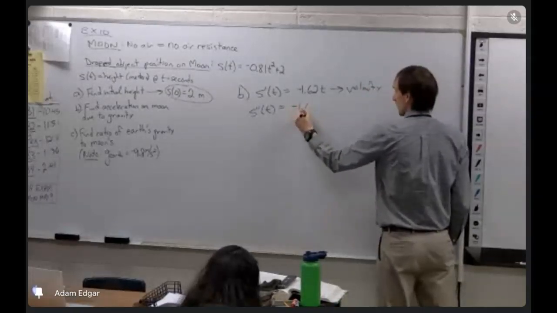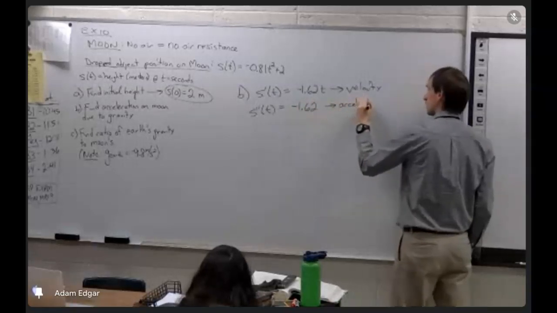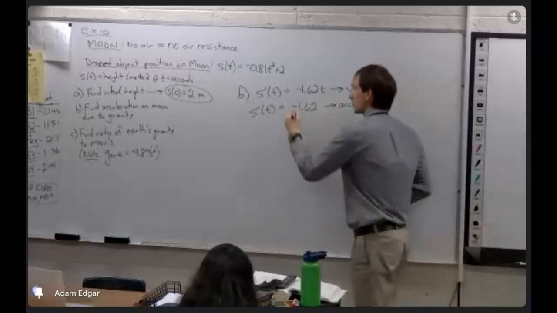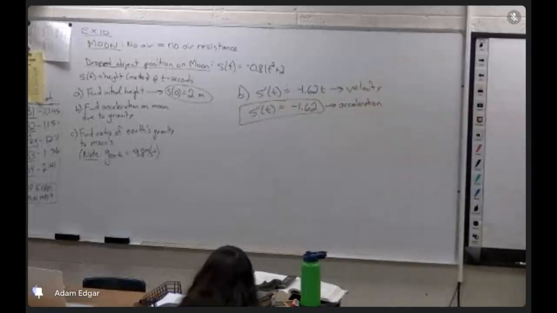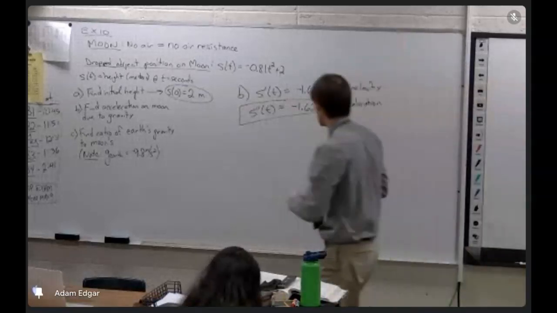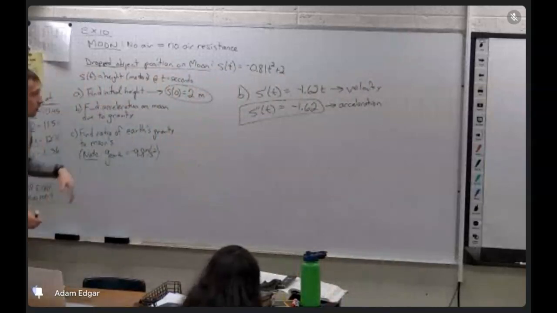Negative 1.62. That's acceleration. What do you notice about our position equation? Our acceleration equation? It's just a constant. Well, that's not quite right. You're falling with constant acceleration. You're speeding up at a constant rate. So that's acceleration due to gravity.